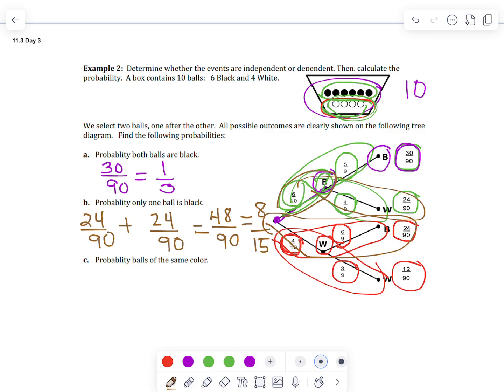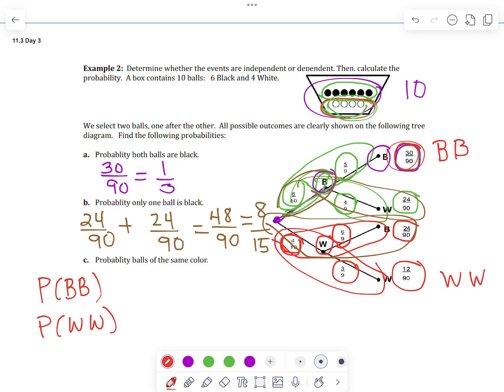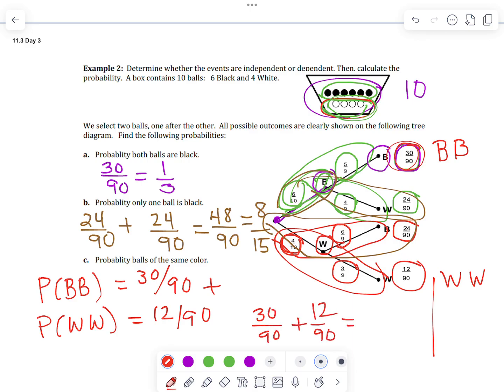All right, our last one. Both of them are the same color, so we're going to do the probability of a black and a black, or the probability of a white and a white. So here's a black and a black, and here is a white and a white. So 30/90ths or 12/90ths. Then you just add those two together. So 30/90ths plus 12/90ths is 42/90ths, or reduce down to 7/15.